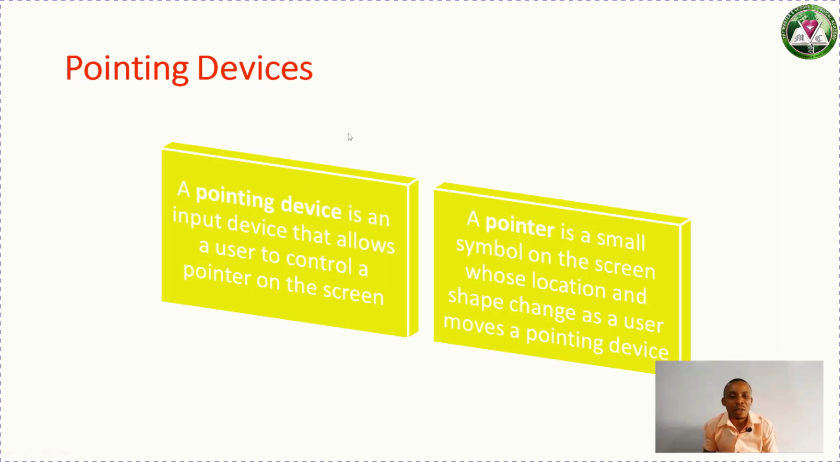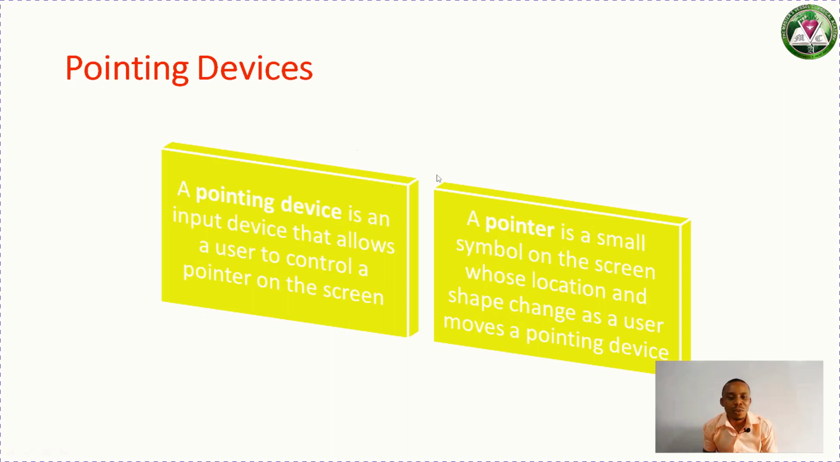And that arrow that is moving is what we call the pointer, while what I am holding here is called a pointing device. We say that a pointer is a small symbol on the screen whose location and shape change as a user moves a pointing device.